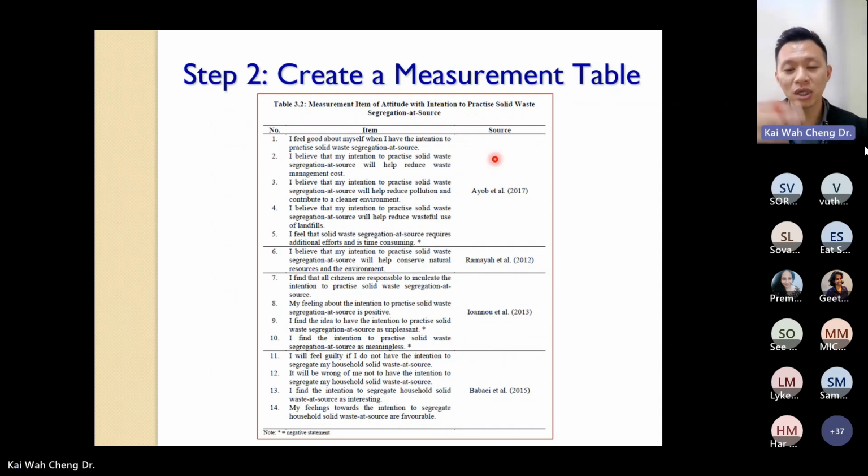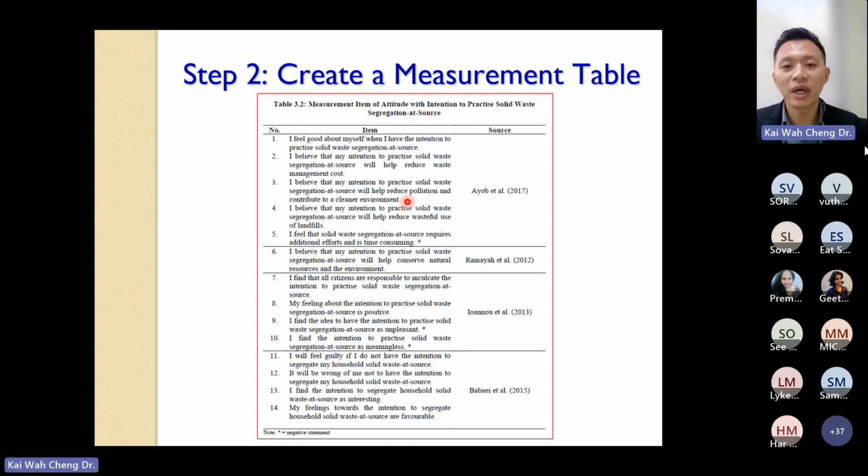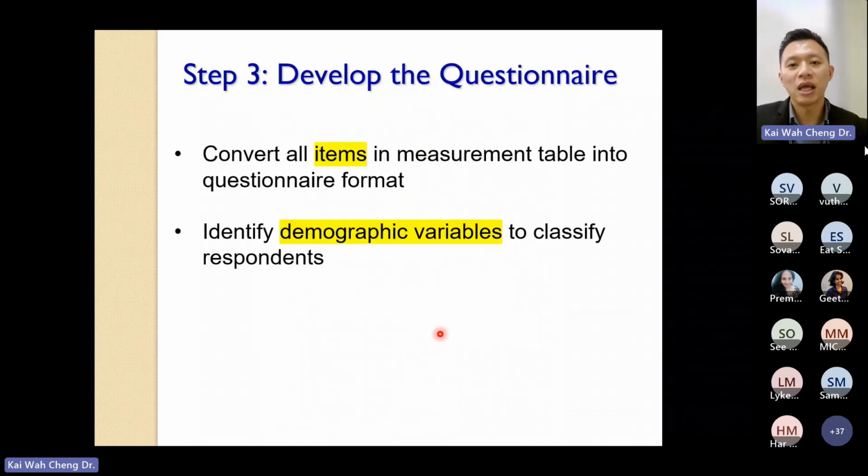So this is all about stage number 2. Once you have collected all the items for each of the variables according to your research framework, then we will rearrange it and see whether there is any repetition in the table. If there is no issue in the measurement table, then we will bring everything to your questionnaire template.